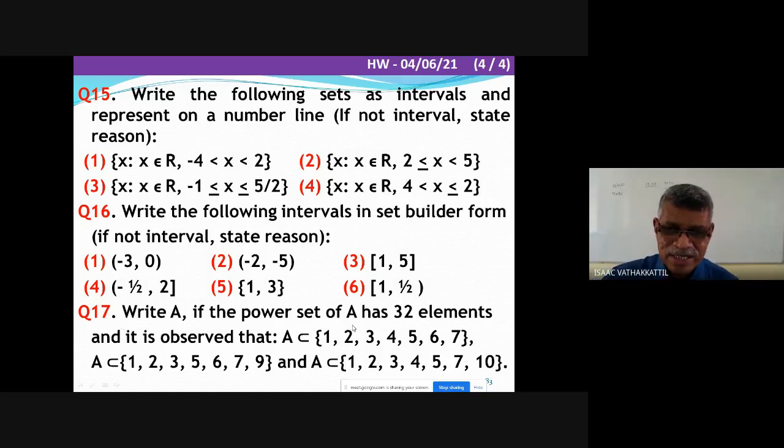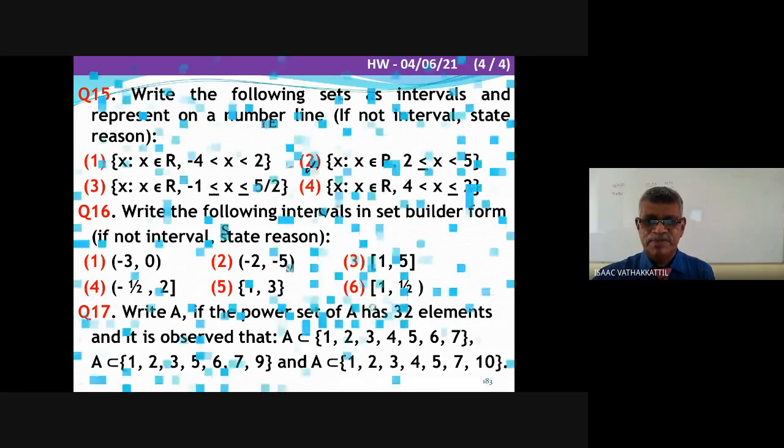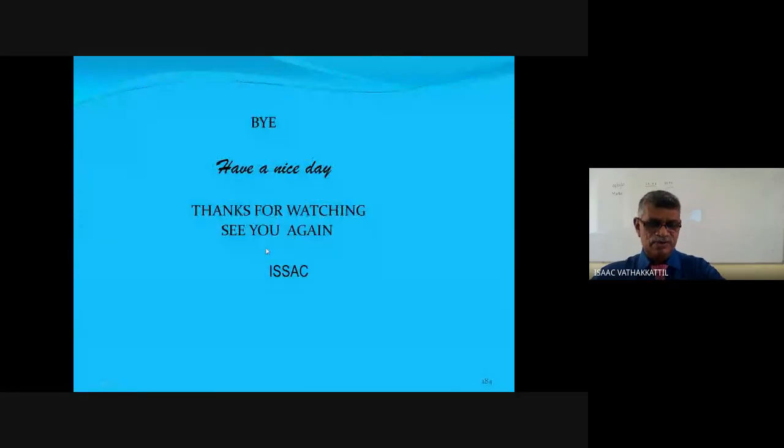Power set of A has 32 elements means A must have 5 elements. Okay? And it is observed that A is a subset of these three things. Can you tell me? Can you write the power set? Can you write the set A? Do you have any difficulties? Share. Tell me the difficulties. I will share it for you.